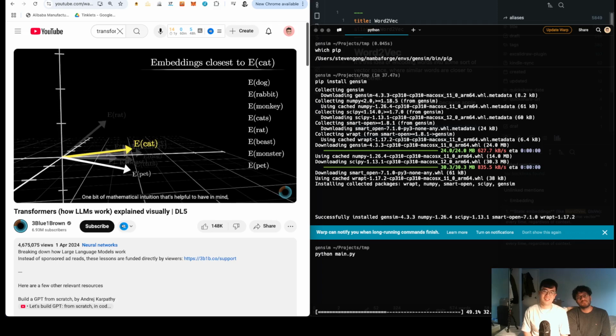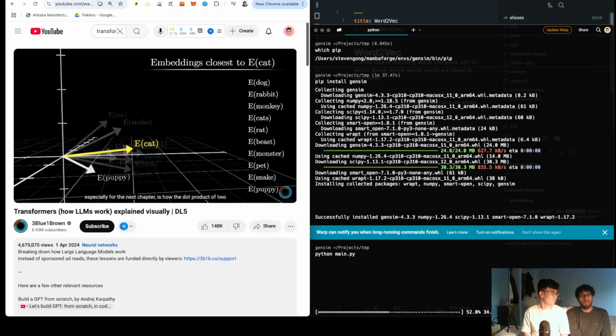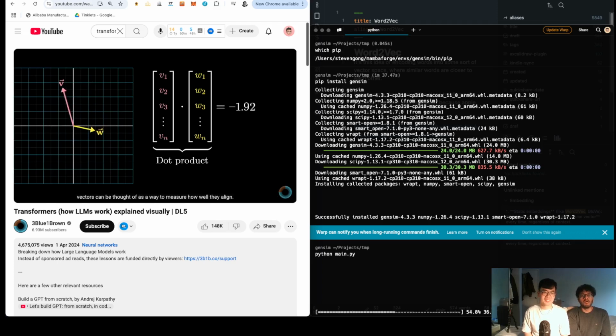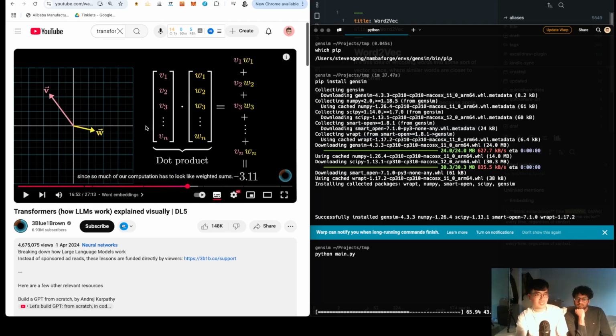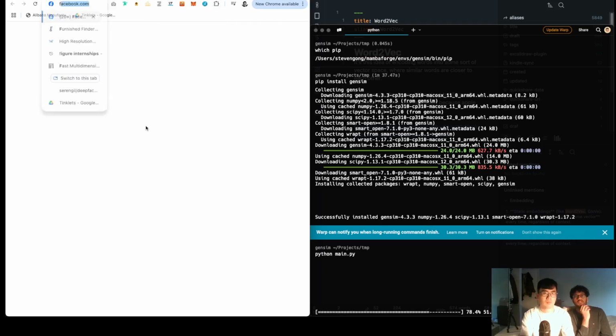One bit of mathematical intuition that's helpful to have in mind, especially for the next chapter, is how the dot product of two vectors can be thought of as a way to measure how well they align. Computationally, dot products involve multiplying all the corresponding components and then adding the results, which is good since there's an instruction at an assembly level, like on hardware, to do a dot product. I didn't know that. I thought it was up to matrix math.